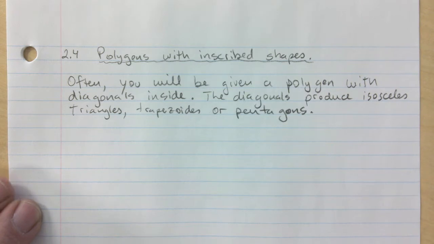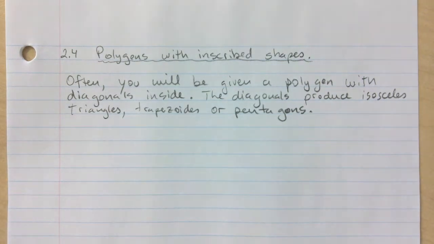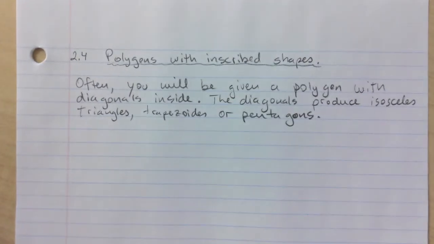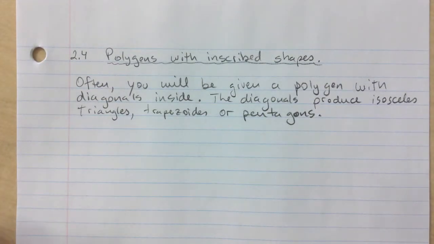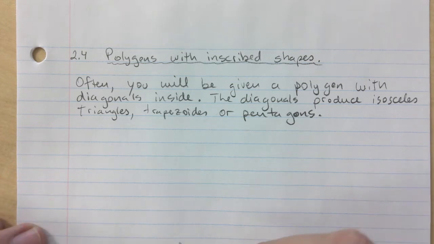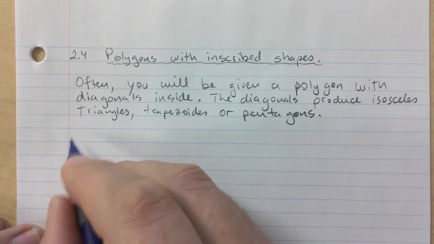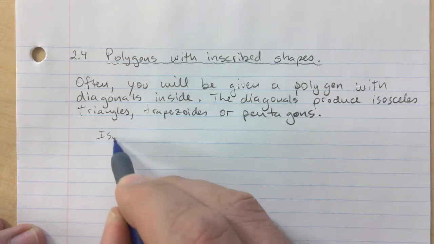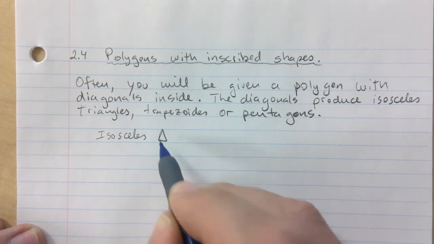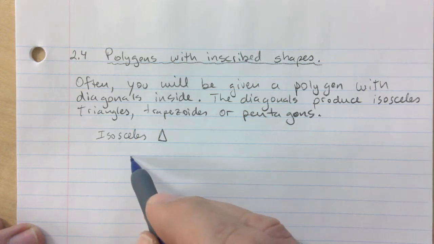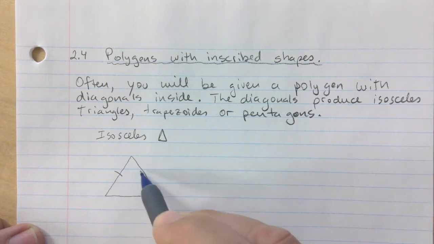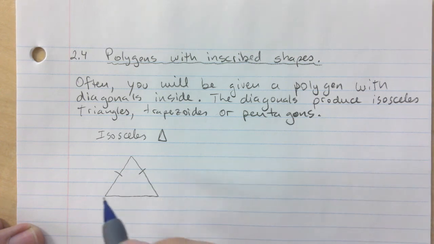So often you will be given a polygon with diagonals inside. The diagonals produce isosceles triangles, trapezoids, or pentagons. Okay. So if you have an isosceles triangle, to recall that, that would simply mean that two sides are going to be equal.